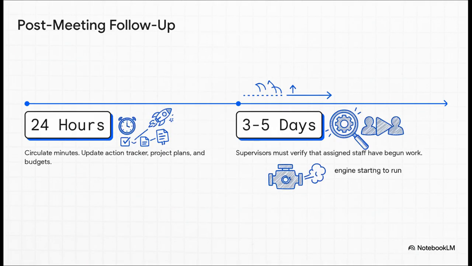And the follow-up runs on a strict countdown timer. The clock starts the second the meeting ends. Within 24 hours, those minutes are circulated and all the action trackers are updated. But check this out. A few days later, supervisors have to actually verify that the work has started. It's not enough to just assign something. The system has a built-in check to make sure the engine is running.